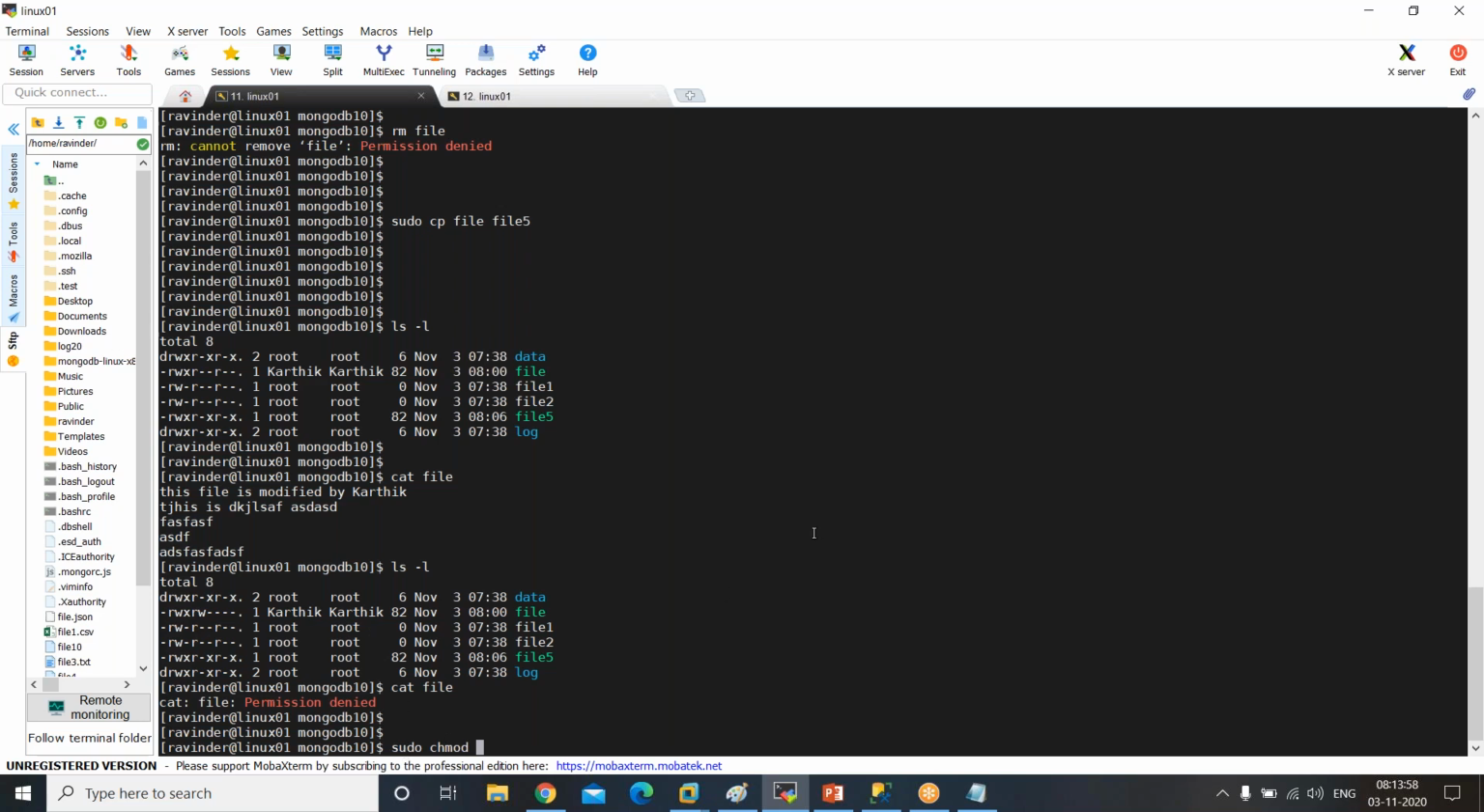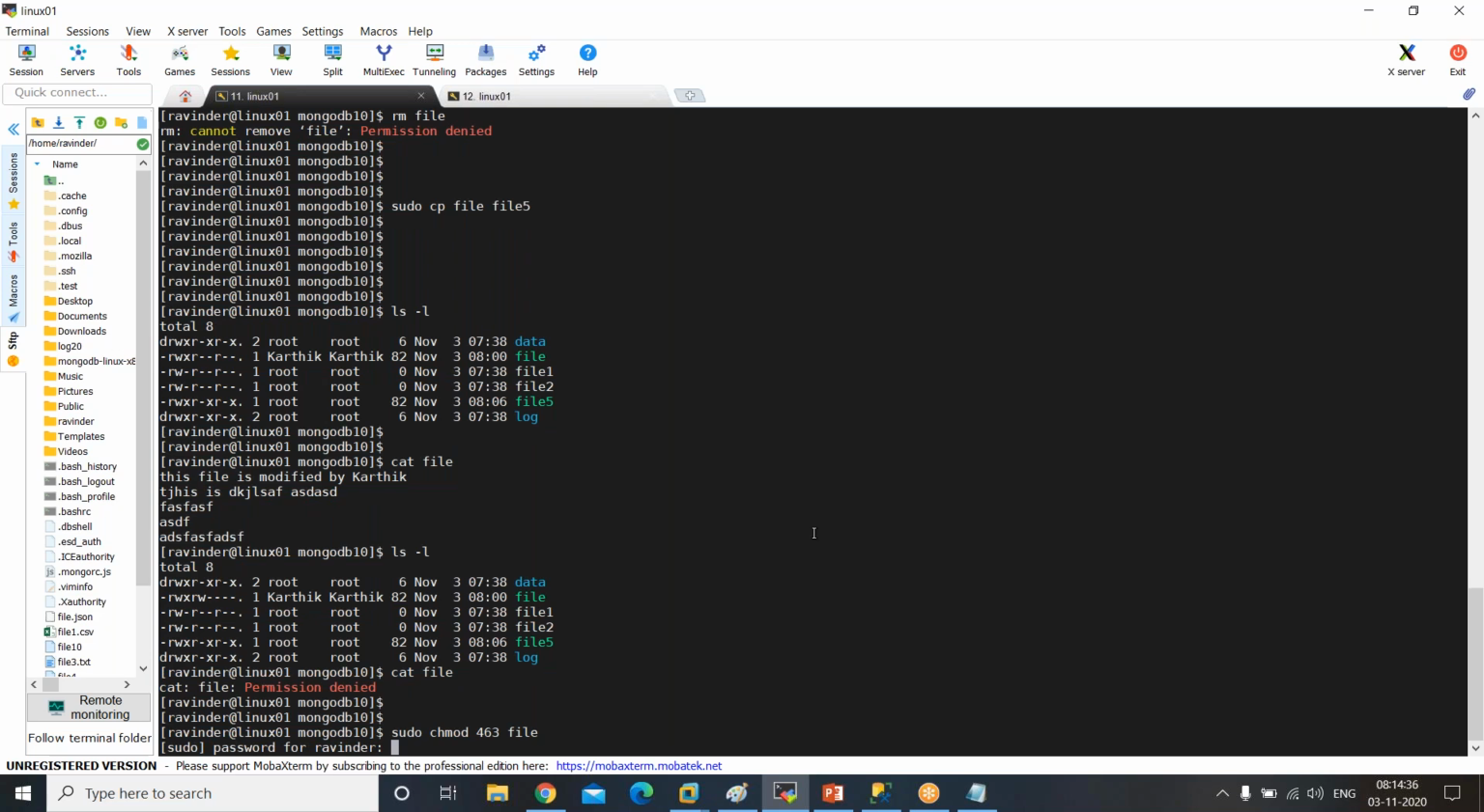Chmod, what permissions do you want to change? Owner should have the read-only permission. What is the number for read? 4. Read is 4, right? And group should have read and write. What is the number? Read is 4, write is 2, so total 6. Others should have write and execute permission. What is the number for write and execute? 3. It is simple, guys.